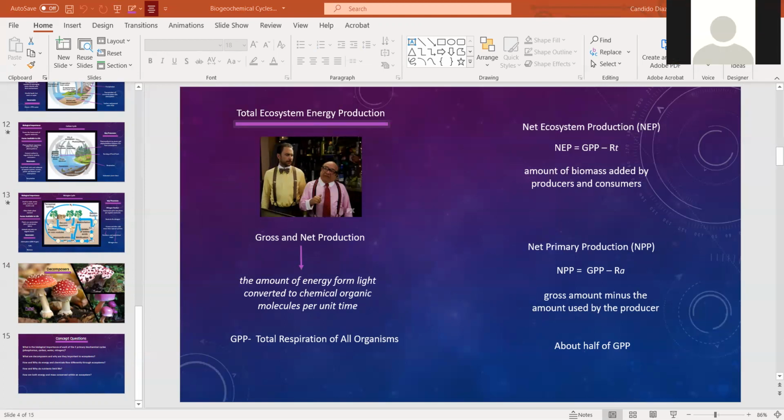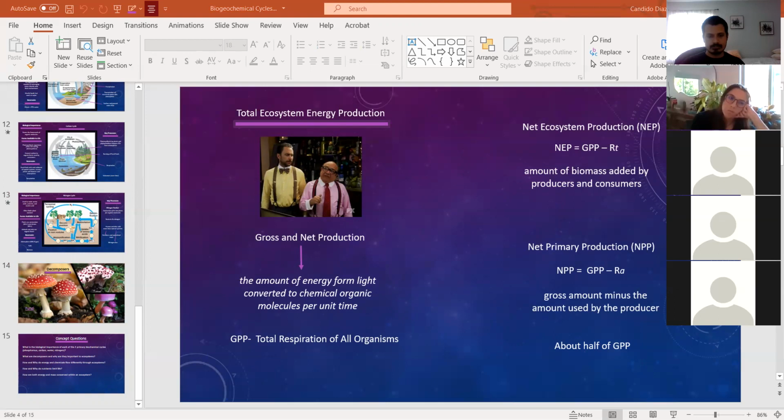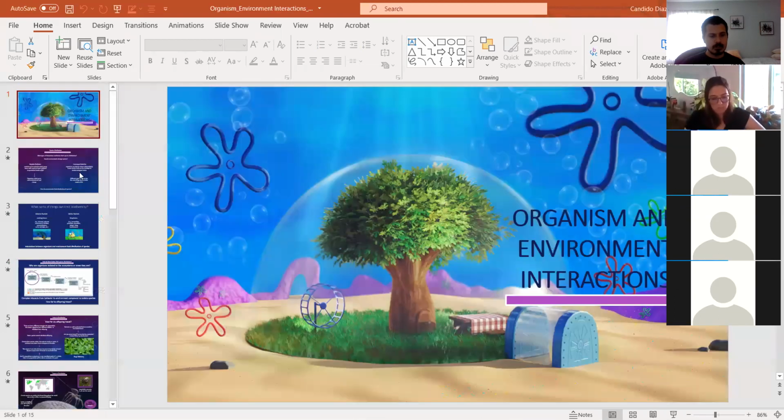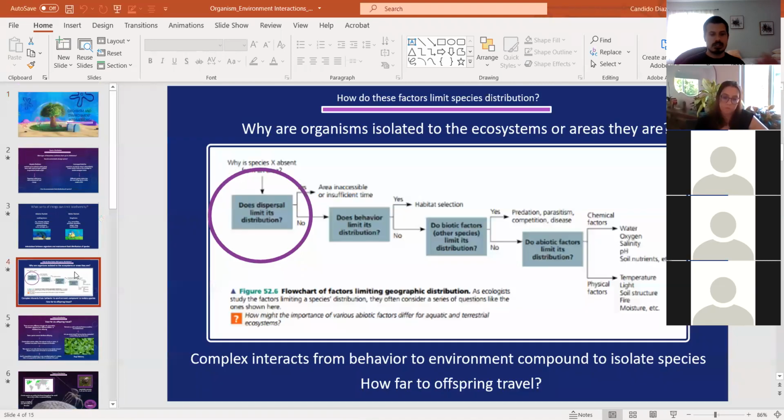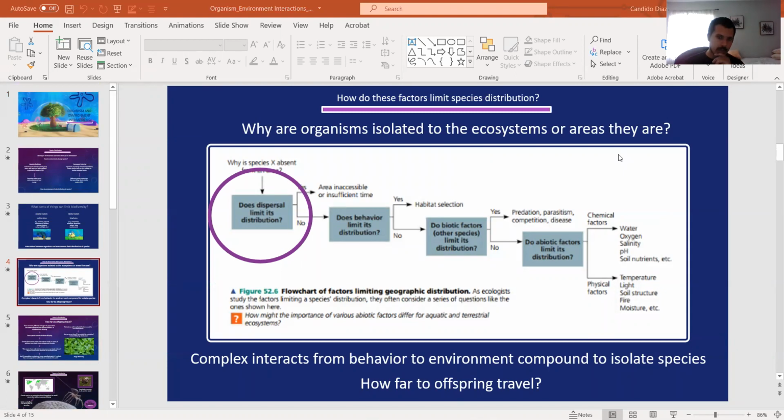I guess could we talk about question 2 on the study guide a little bit, which is what factors affect biodiversity and distribution of species? Right. So this is a continuation of things that we were talking about last unit, right?